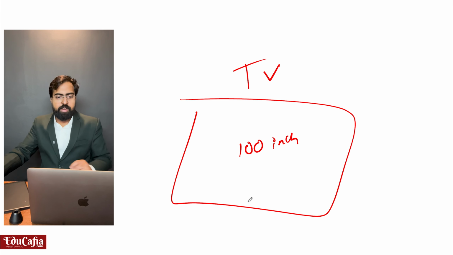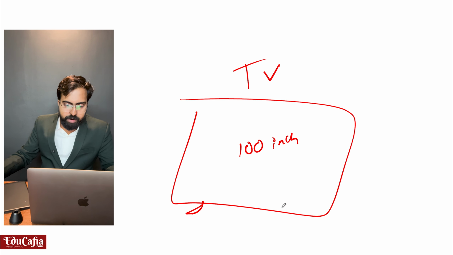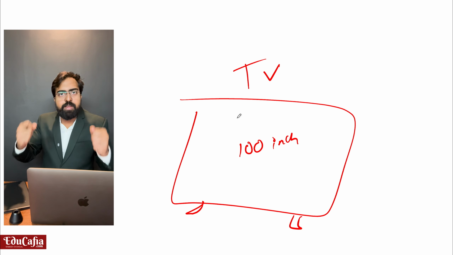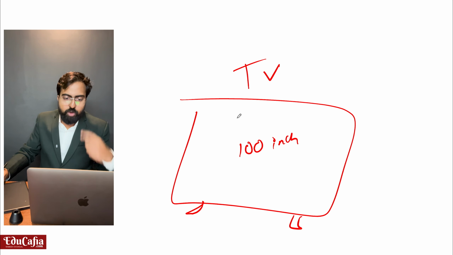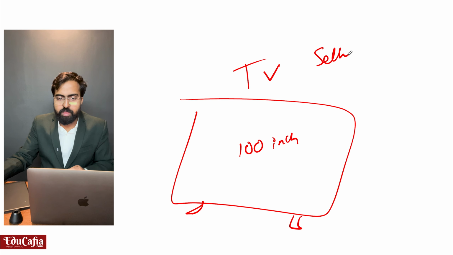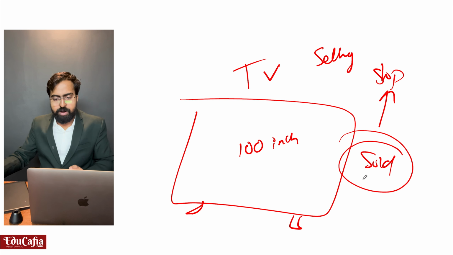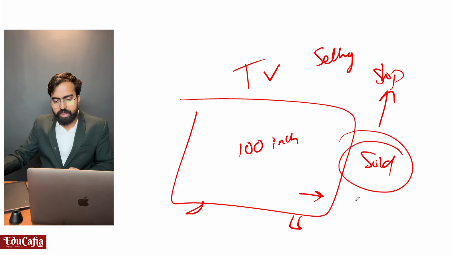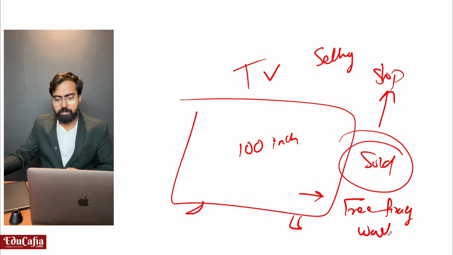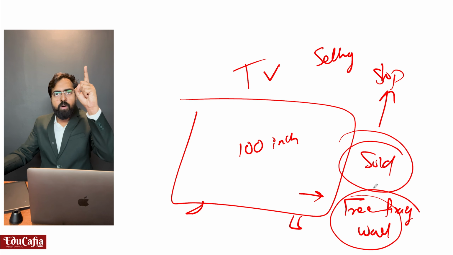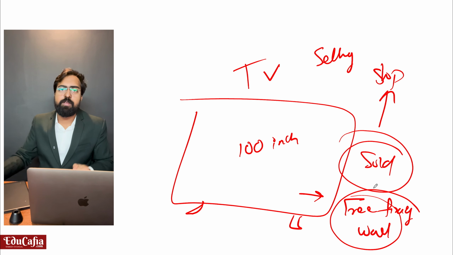Before, a TV usually had a stand, but now TVs are usually fixed in the wall. So I am selling the TV. One customer came to my shop and I sold the TV, but one more condition is there: free fixing to the wall. Because if I sell this, I will fix the TV in his or her house in the wall.